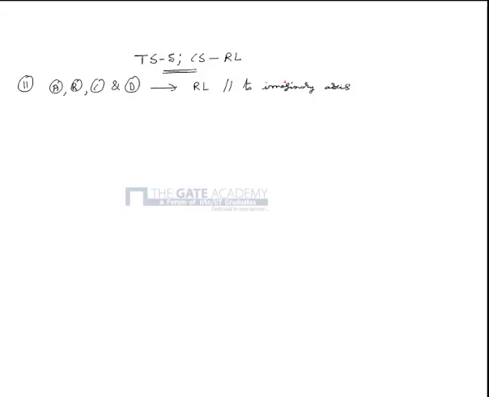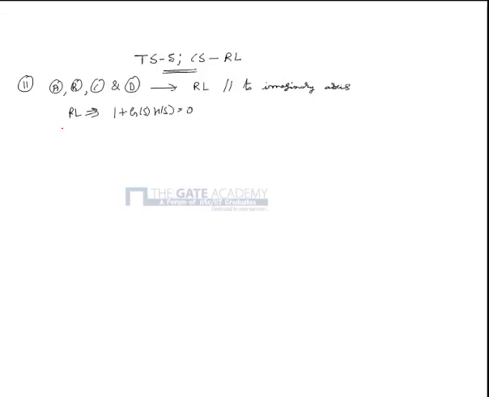We know that the root locus is plot of the poles of the closed loop control systems. So the root locus is the plot of the poles, means the roots of the characteristic equation 1 plus G(s)H(s) is equal to 0.